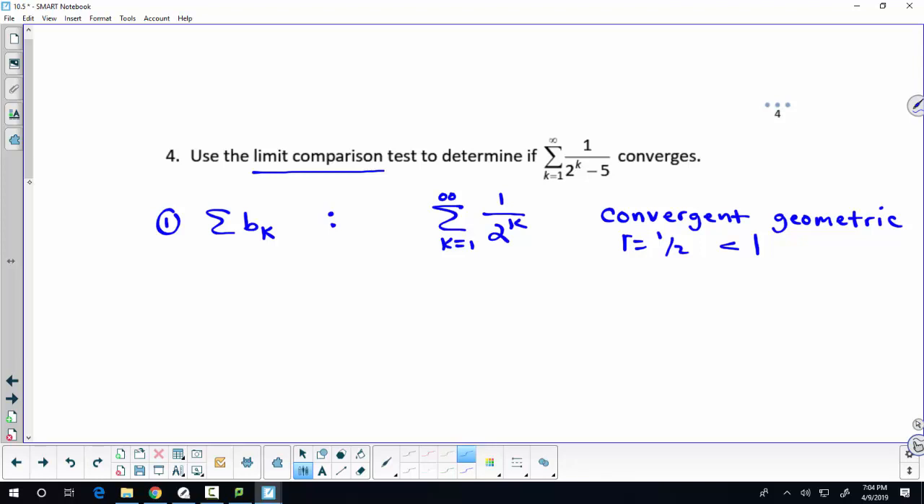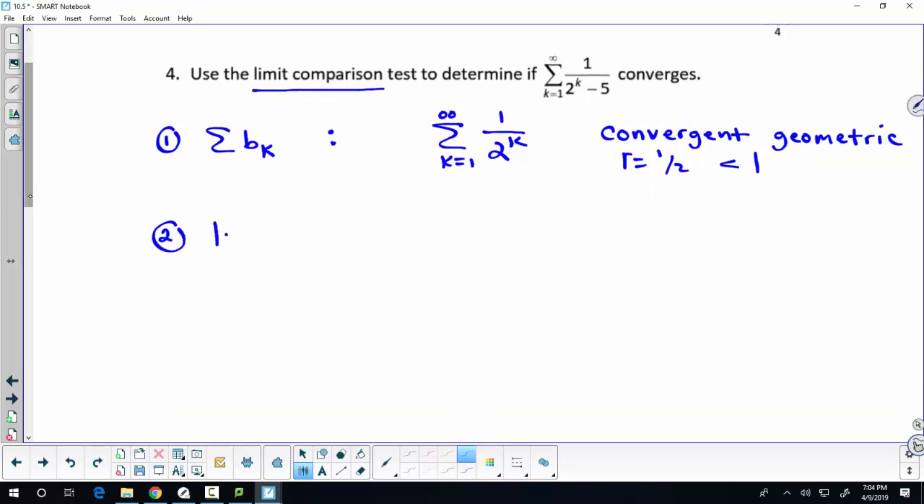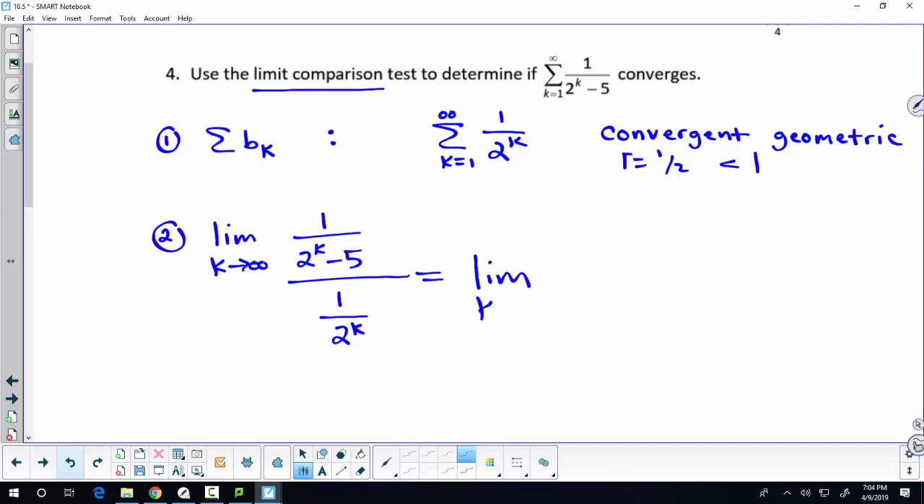Then the second step is to compute the limit. So it's the limit as k approaches infinity of a sub k over b sub k, where a sub k was the given series over the chosen series. Sorry, the terms of the series rather. So like I said, in practice, what that equates to is just taking A and multiplying by the reciprocal of B. So to evaluate this limit.